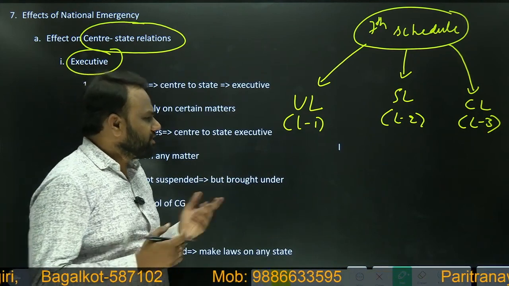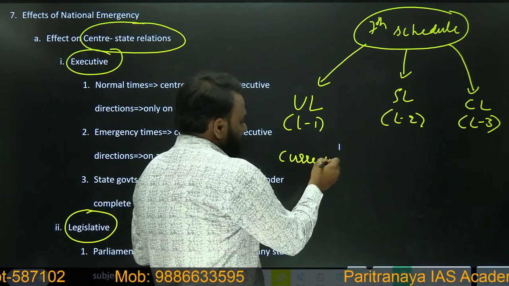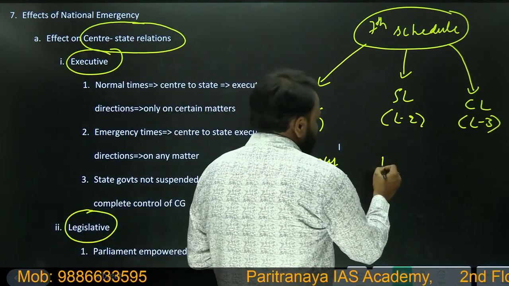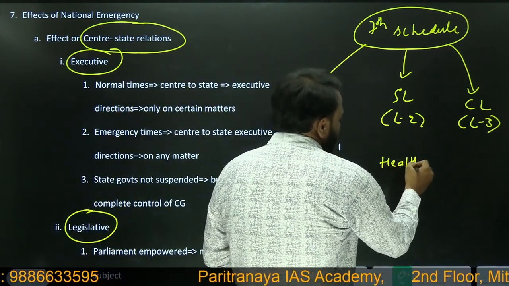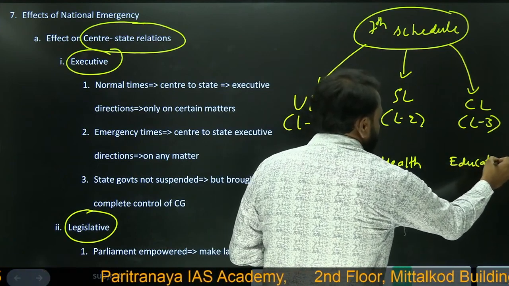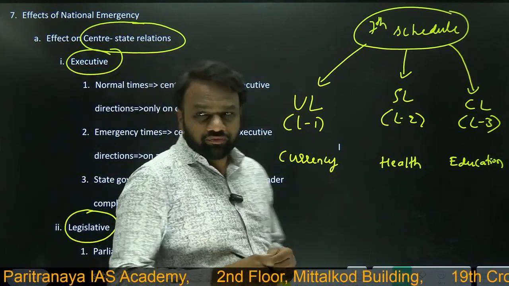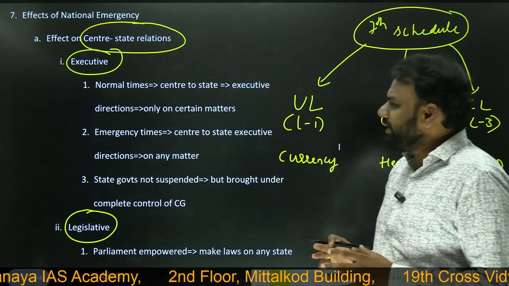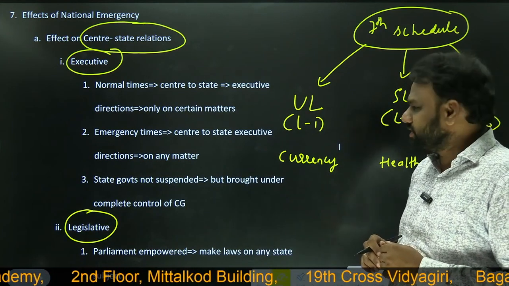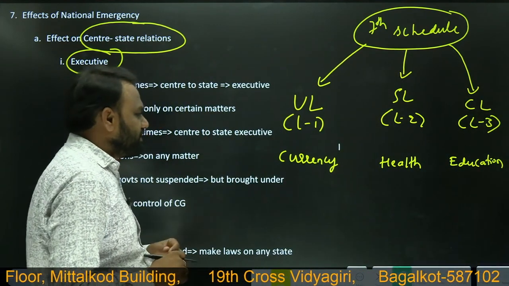For our discussion, we shall take just one example for each. Let us assume currency. Currency is a subject which falls under the union list. Next, health is a subject which falls under the state list, and education is a subject which falls under the concurrent list. Now normal times and emergency time. So what is the difference? We shall see. First we shall start with legislative relation.